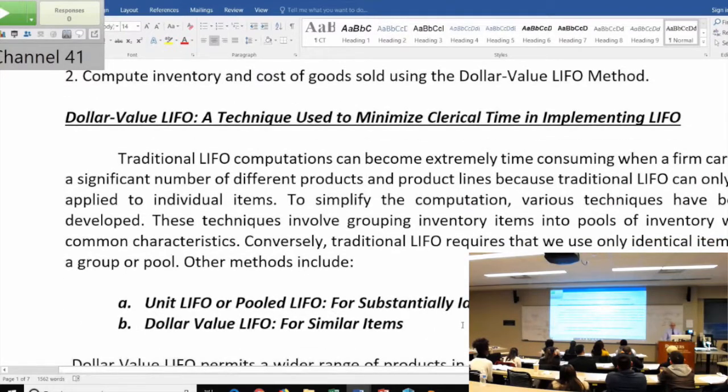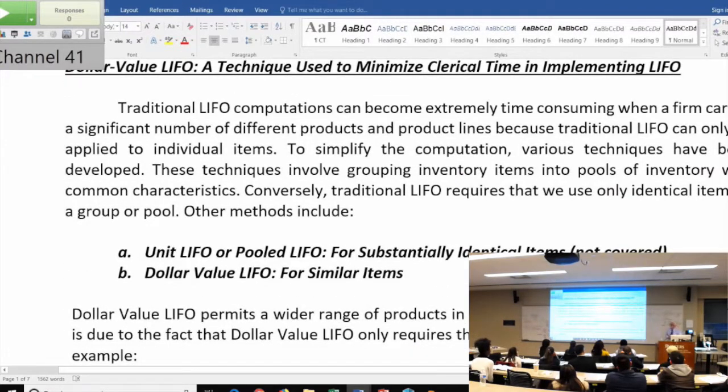Now, we had something, we're not going to cover it here, unit or pooled LIFO. And what would happen, just to tell you what this is, is that you would take all of your purchases for 1 year and get an average cost. And then every year you'd have a layer as if you made one purchase at the average cost. So you would sell something at the average cost, but on a LIFO basis. So as soon as the sale took place, you would go to the later average from the period before.